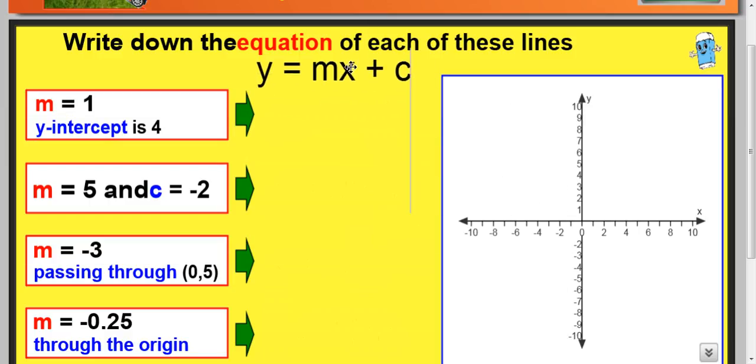Place it here. So in this first one, you replace m with 1 and c with 4, and that's all you do, so you just write it like that. Y equals 1x plus 4. We tend not to put a 1 in front of the x, you just write it as x. Right, the second one here, the gradient is 5, intercepts minus 2, so a 5 goes here and a minus 2 at the end.